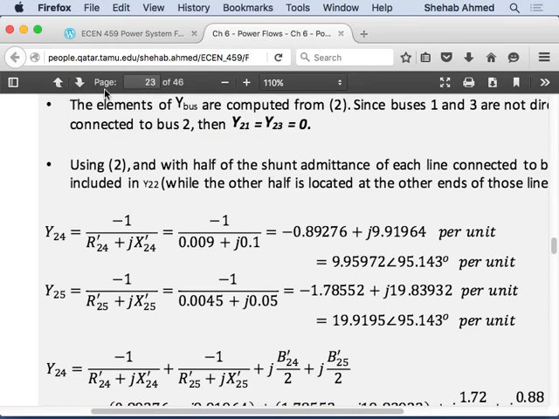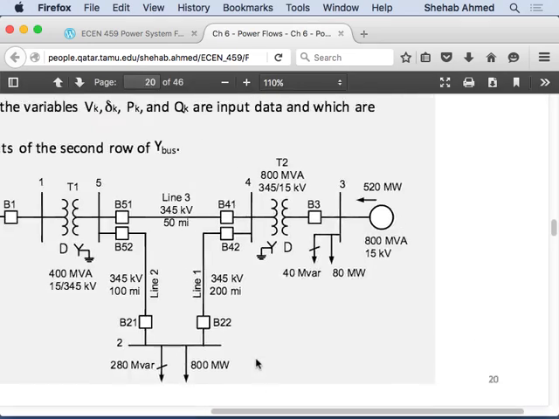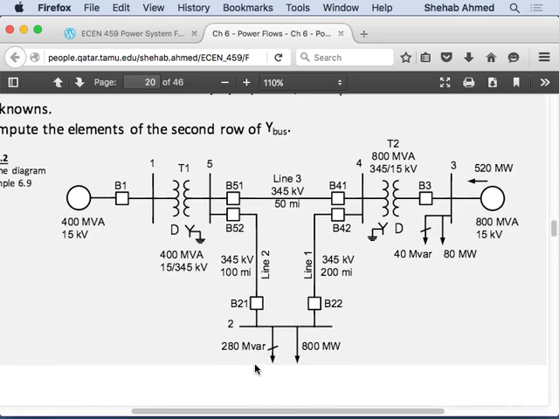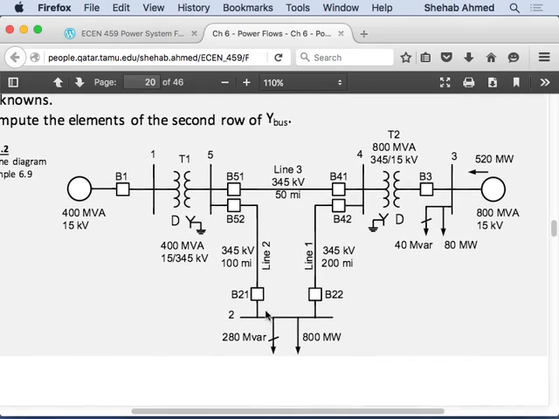Let's go back to our system. Bus 2 is connected to bus 4, and the connection between them is line 1. They gave us the impedances and admittances for line 1. How about bus 2, is it connected to bus 3? It's not connected to bus 3. So the impedance is 0, and there is no admittance between them. The admittance in this case is 0.